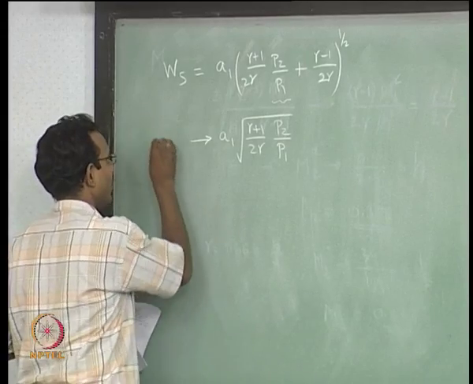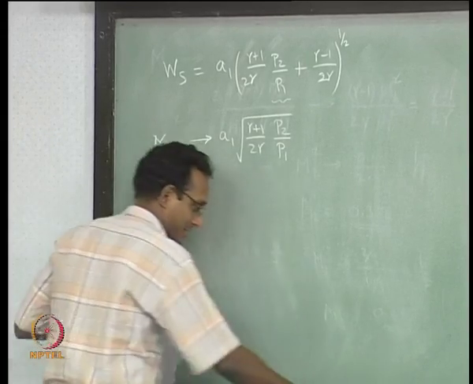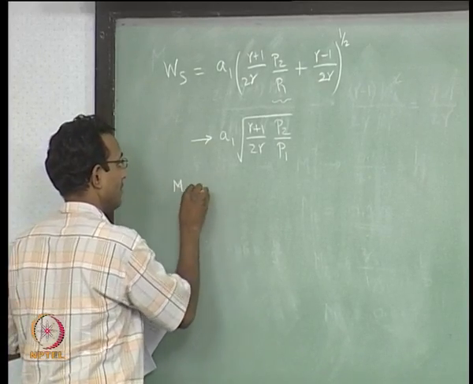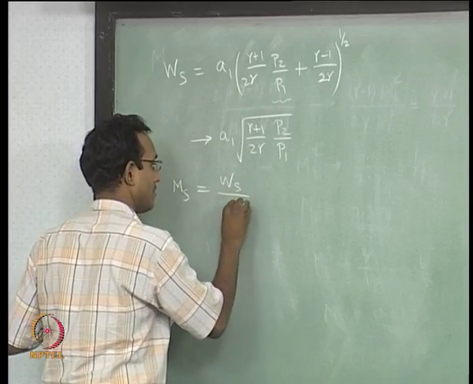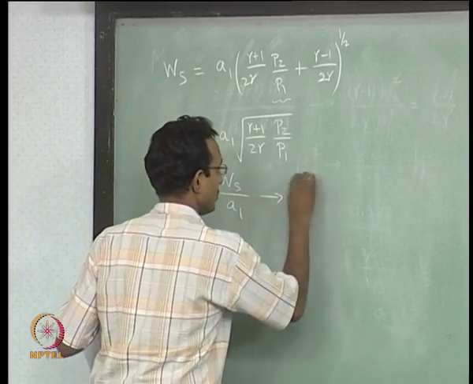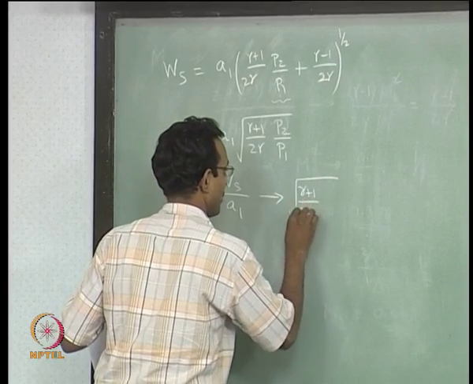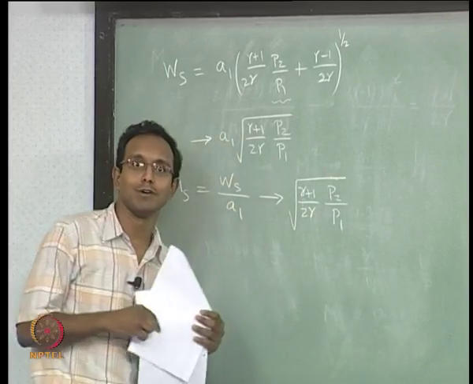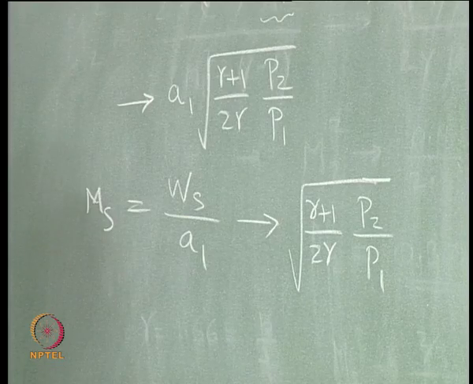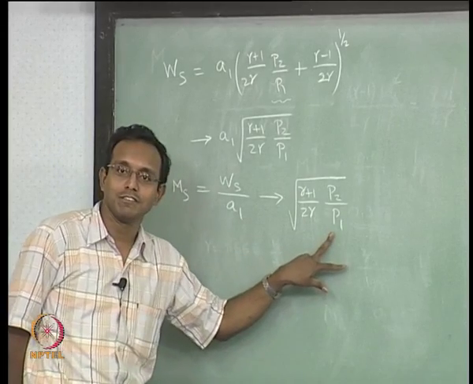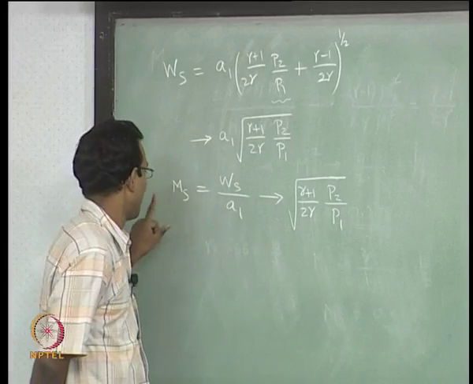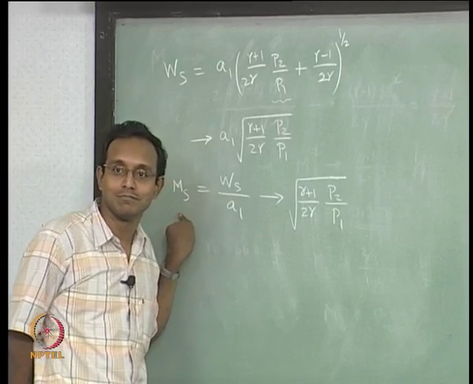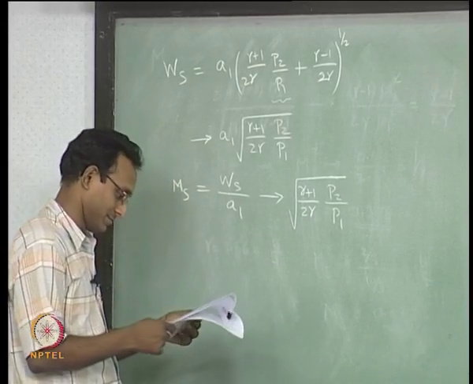Now, I will put one more term here. Actually, I will write it separately, I do not want to rewrite everything. This one tends to the square root of (gamma plus 1) by 2 gamma times P2 by P1. This is what it will come down to. And we are seeing that if my compression gets stronger and stronger, my shock Mach number will keep on increasing. There is no limit to this, it is not asymptotic to any value. It will keep on increasing.